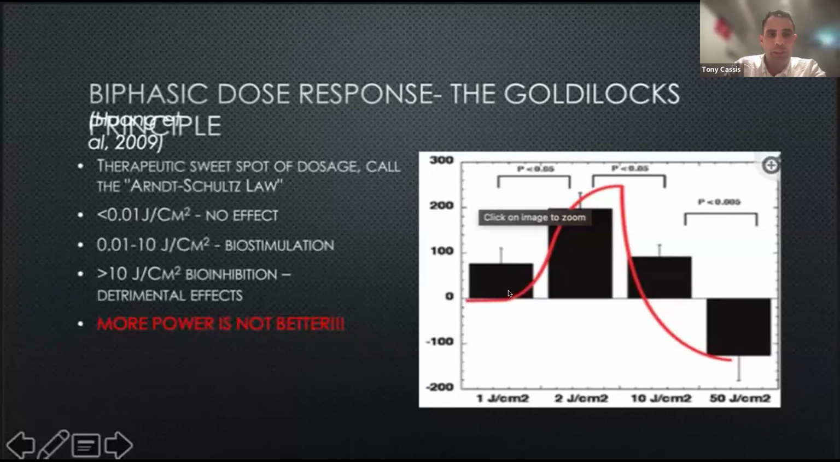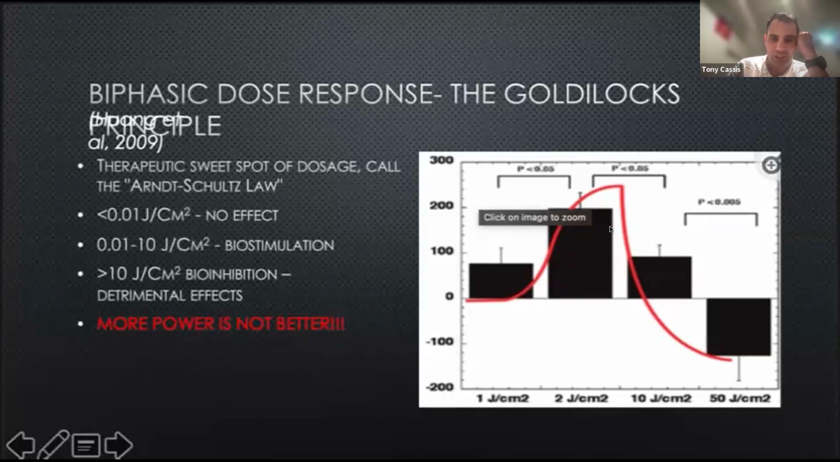You have no therapeutic effect. And research seems to show that around that 10 joules per centimeter squared, once you start to exceed that, there's no benefit. Then you start to get a really positive, stimulatory effect, and between that 2 to 5-ish joules seems to be that sweet spot. When you start to hit that 10 joules, you start to get a sharp drop off of efficacy.